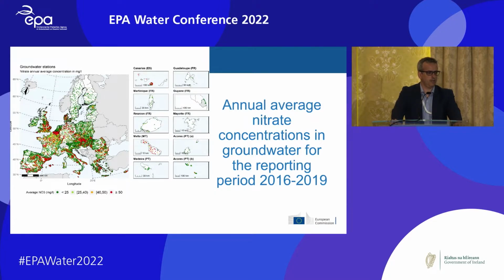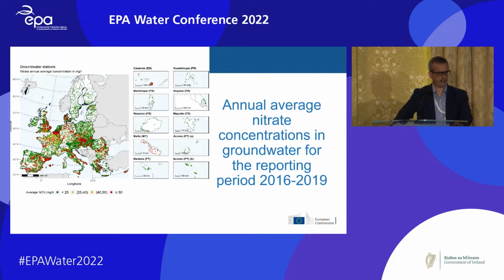Here we can see, I understand that the figure cannot be seen from there, but in colors they represent the different ranges in accordance with the nitrates concentration. The points in green are monitoring stations reporting values below 25, and the points in red are monitoring stations reporting values above 50 milligrams per liter, polluted water bodies.